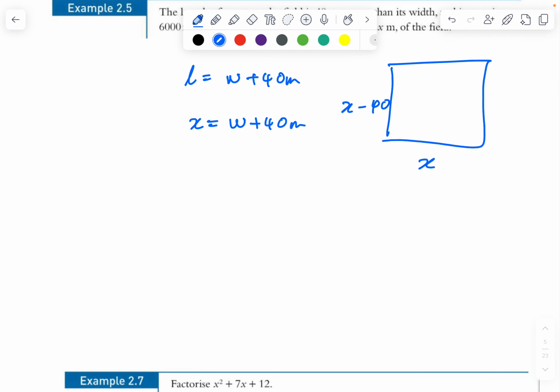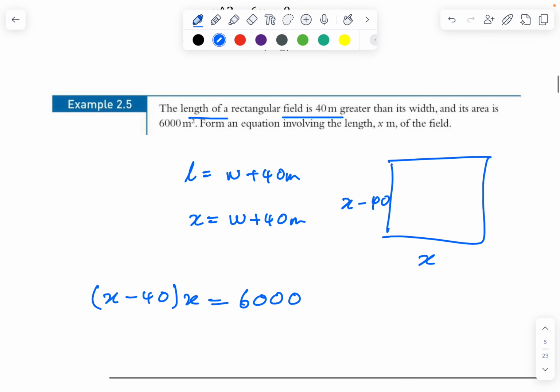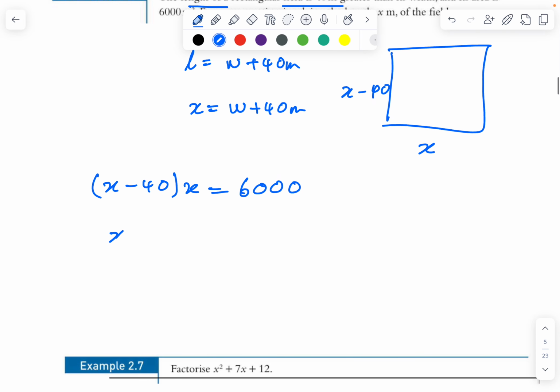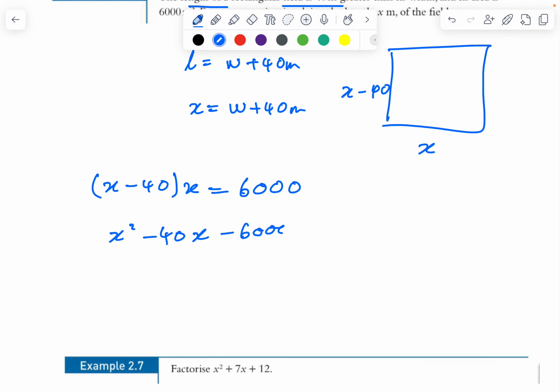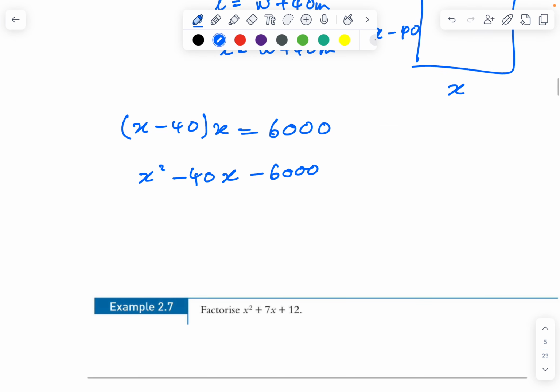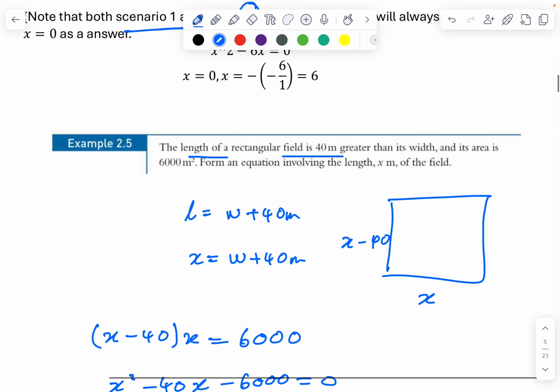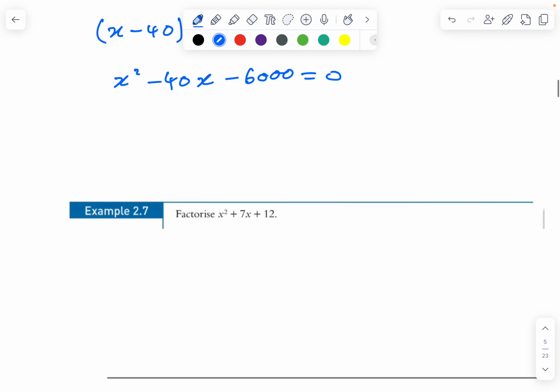So we have the area, which is x minus 40 times x equals 6,000. 600 to 6,000, yes, 6,000 meters squared. This will be x^2 minus 40x minus 6,000. Now this will be your final equation, equal to 0. Don't try to do anything with it. They didn't want you to factorize it, so they just rewrite the equation there.